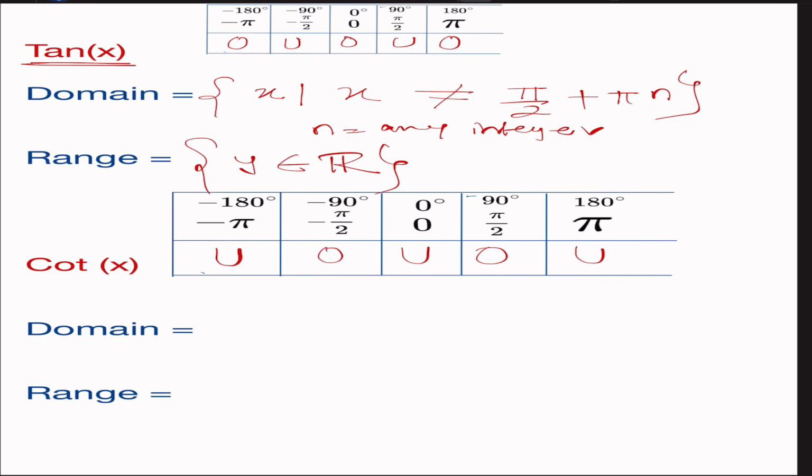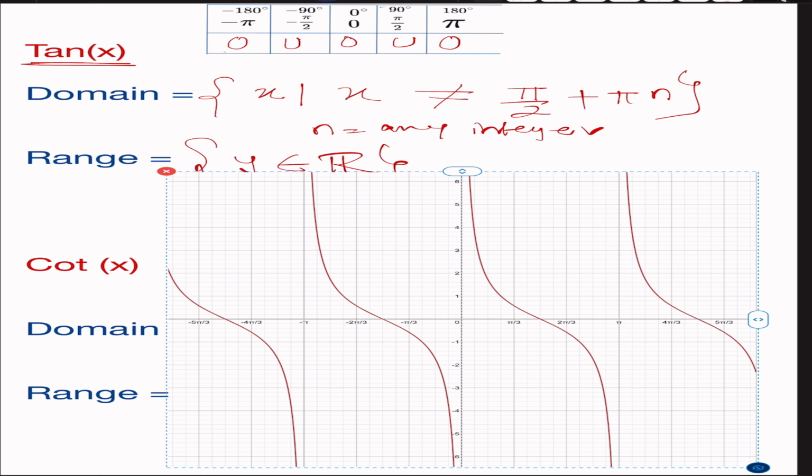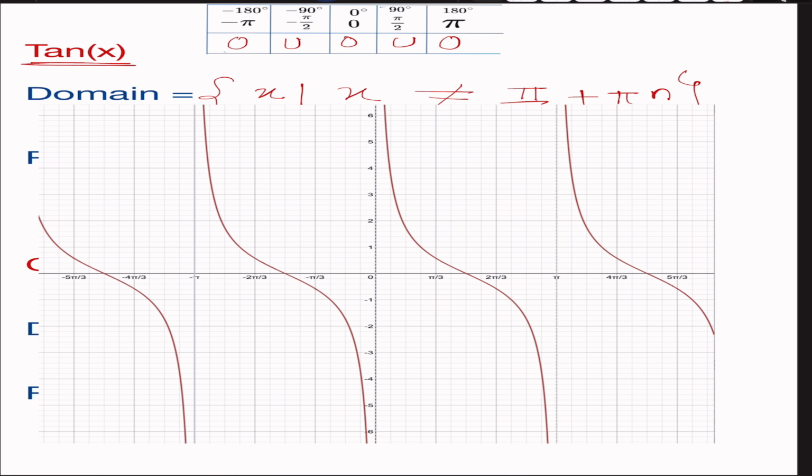So if you look at this graph, right? Look at this graph. You see, each time we hit pi, it's undefined, right? You can see it from this graph. You can see that on the pi line, it is undefined. It never touches pi. Okay.